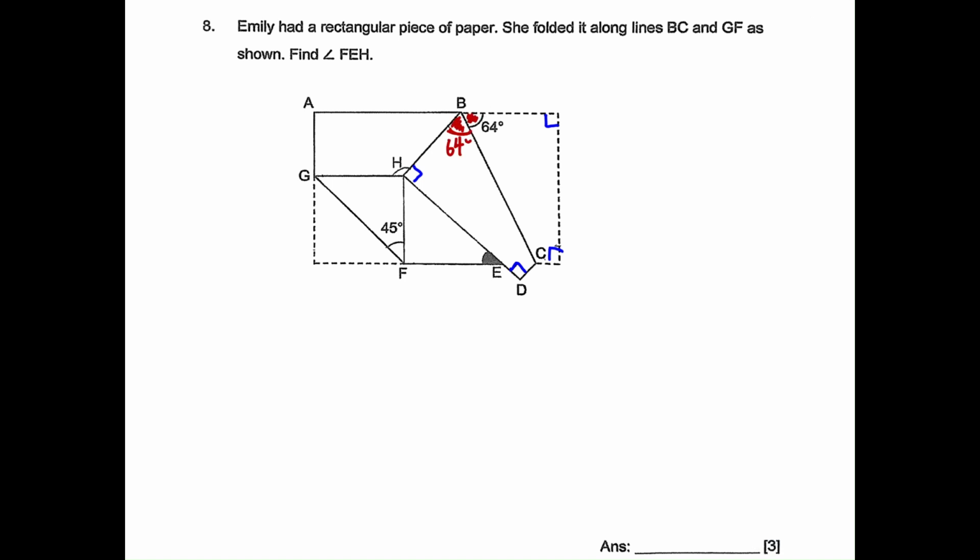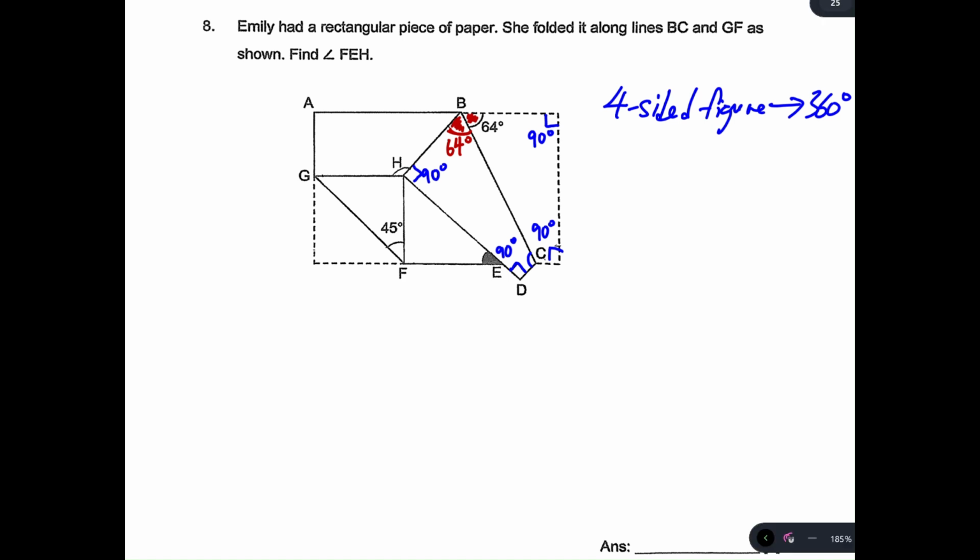Okay, so this is also 64 degrees. These are all 90 degrees, 90 degrees, 90 degrees, 90 degrees. And we know that four-sided figures add up to 360 degrees. So one way that we can find this angle would be 360 minus 90 minus 90 minus 64. But let's see, what does the question want us to find? FEH. Okay, so let's continue to label the rest of the 90 degrees.